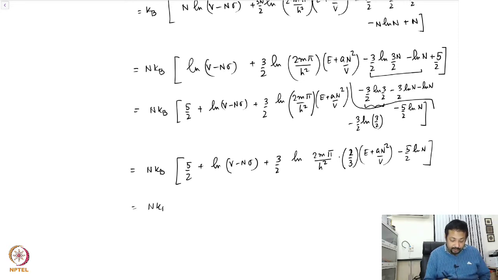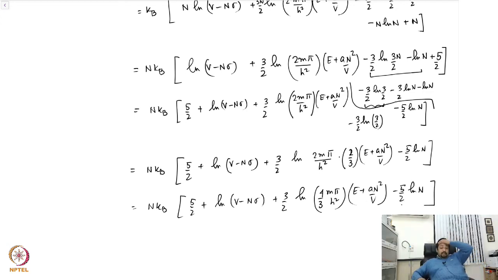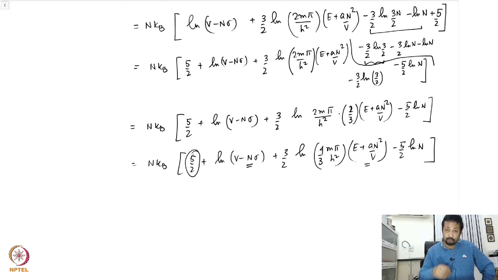So we will finally write this as 5 by 2 plus ln V minus n sigma plus 3 by 2 ln of 4 by 3 m pi over h square times E plus a n square over V, minus 5 by 2 ln n. Remarkably, it has a very similar structure as for the ideal gas. The difference comes in here and here. You have the residual part that is remnant of the ideal gas, which is this term and this term.